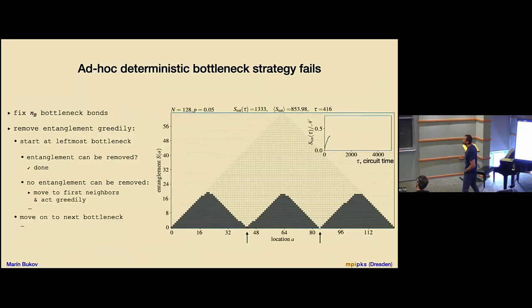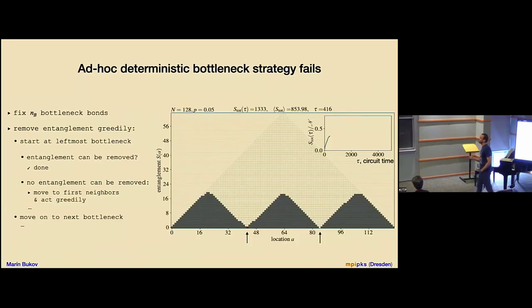So let's come up with the following ad hoc deterministic strategy. We know roughly the length of our system. We kind of see that these pyramids are equidistant, right? So we basically know where these bottlenecks are going to appear. So let's fix the bottlenecks. Once we fix the bottlenecks, we're going to adopt the following greedy strategy.